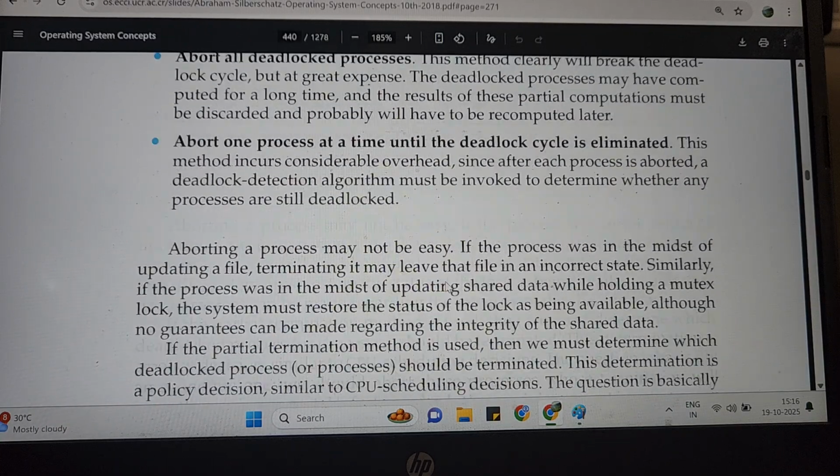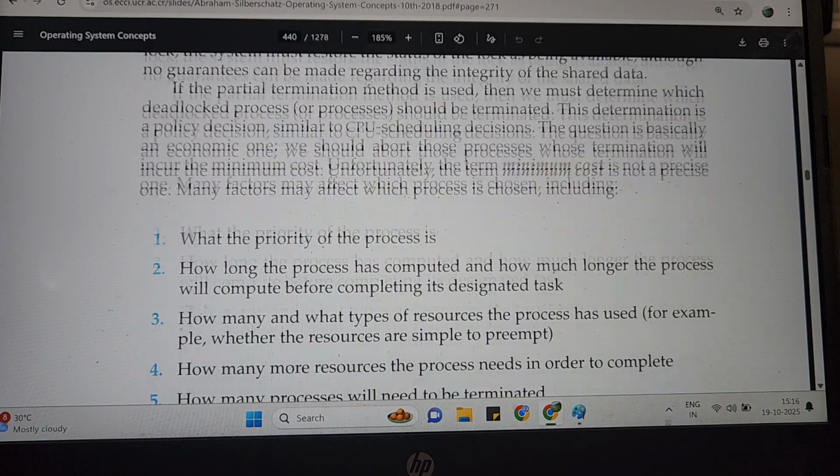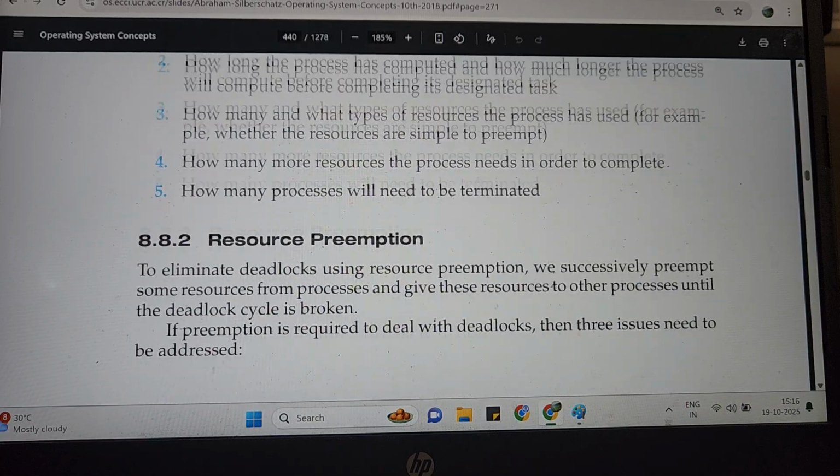So basically you either terminate all processes blindly, which is an expensive decision, or you choose to terminate one process at a time until the deadlock is cleared, where again the decision making depends on a bunch of factors. And after every abortion, you have to go back and check whether the deadlock is eliminated or it is still there. So that is one thing you can do.